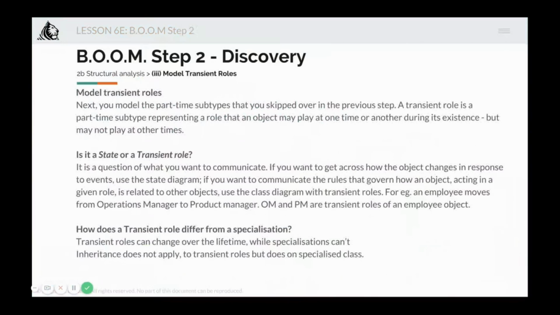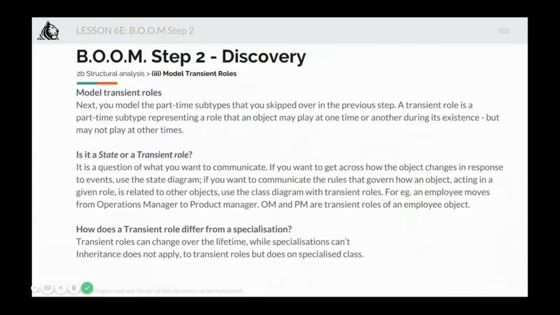Is it a state or a transient role? Well, you may be wondering if you can handle part-time subtypes as states on a state machine diagram. The answer is that, in fact, a part-time subtype can be modeled both ways: in the state machine diagrams as a state and on class diagrams as a transient role. Okay, so whenever things are in flux or temporary, you can either model it as a class in the class diagram as a transient role, or you can treat it as a state in the state machine diagram. It's a question of what you want to communicate. That is the crux that you have to decide as a product manager.